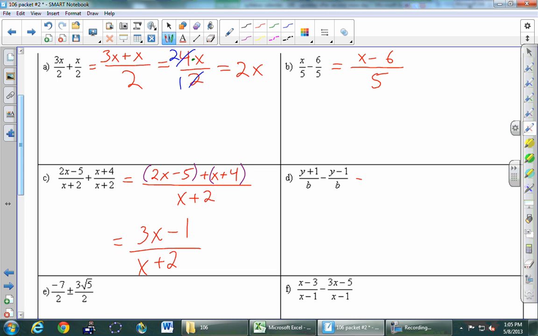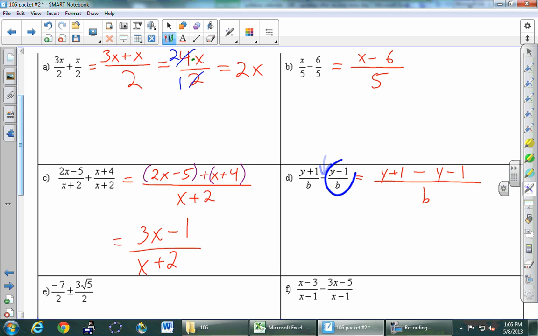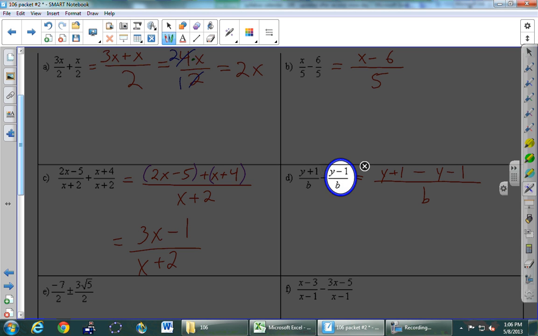So let's start with this one. What's the new denominator? It's b. And then upstairs, we just copy the things that we had, y plus 1 and y minus 1. And what goes in between is a minus. And if you do this problem the way it sits, you will get the wrong answer. Because this subtraction symbol says subtract the entire thing, right? Yeah, just like that.